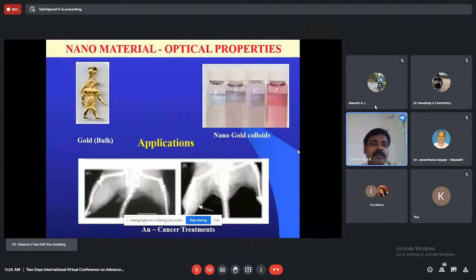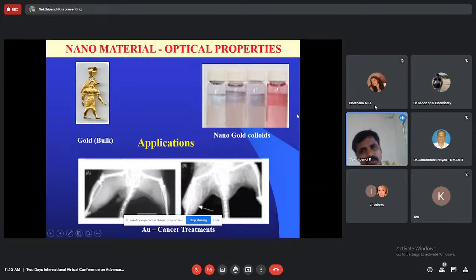So what happens? You know gold is yellow in color. If you convert the same gold into nano, it will change from white to some pink color. So it depends upon the size. If you convert into nanoscale, the color will change very much.